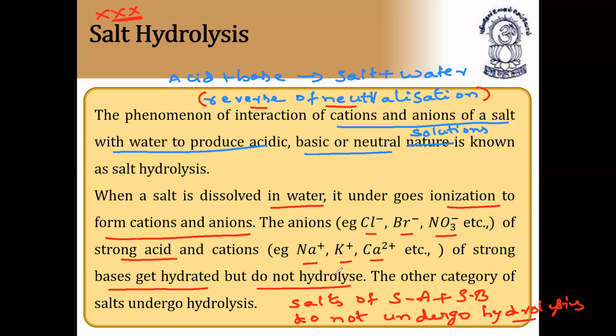Salt hydrolysis means what happens when a salt is dissolved in water. And what type of salts? Salts obtained by means of weak acid and weak base, strong acid and weak base, or weak acid and strong base. But a very important point, please note down in your classwork: salts of strong acid plus strong base do not undergo hydrolysis.